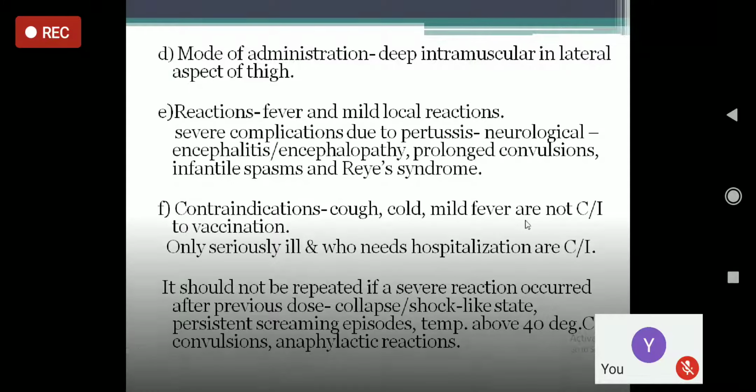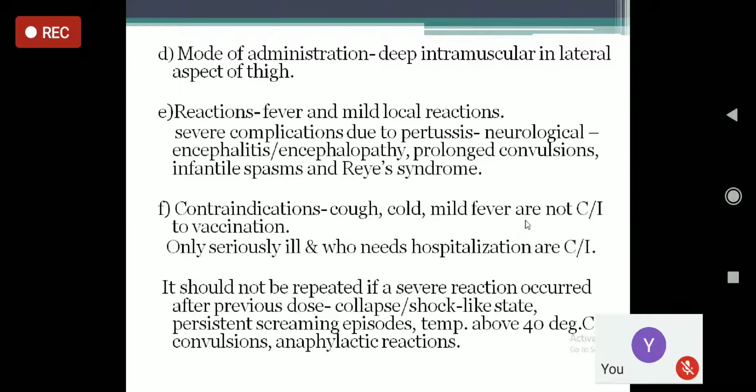But if the child has high grade fever, if the child is having diarrhea, vomiting, the child is very, very much sick, okay, and the child may need hospitalization, then you can't vaccinate the child. You have to cure the child first, then after the child becomes healthy, only then you can call back and give the vaccination. And it should not be repeated if a severe reaction occurred after the previous dose.